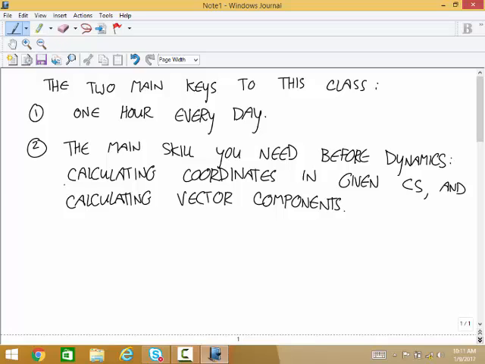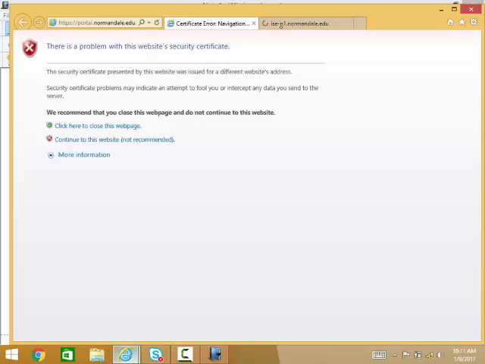Well, let's go through the syllabus. Some things have changed. A lot of the people in here, most of the people in here just took statics with me last semester. I've fiddled with a few things. But there's a lot of people I haven't had in class before, so it helps to go through this anyways.